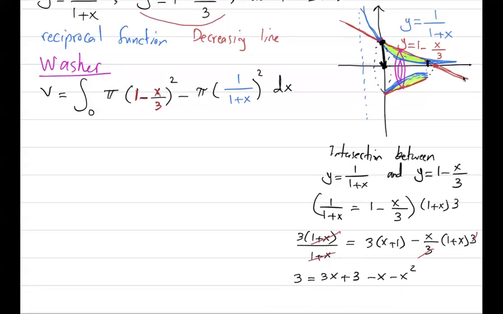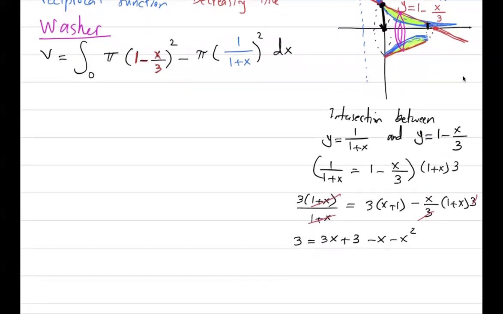Bring everything to one side to simplify. So x squared, and here you have 2x minus 2x, and when you bring the 3 to the other side, it is 0. So when you set it equal to 0, x is 0 or x is 2, because you can factor this out. So we found the intersection at 2. So our x is bounded between 0 and 2.